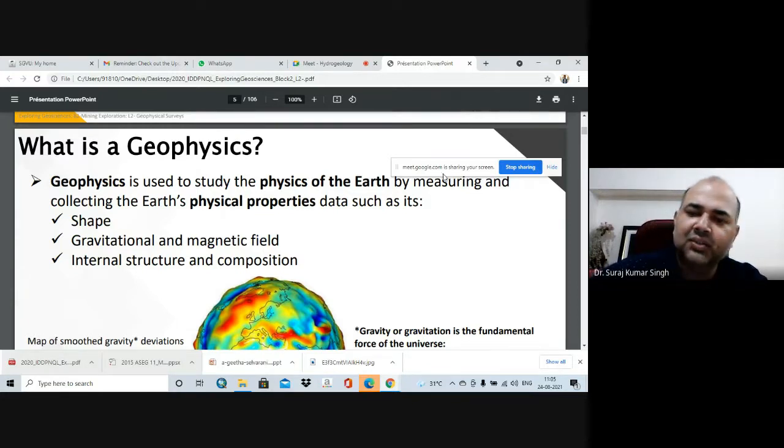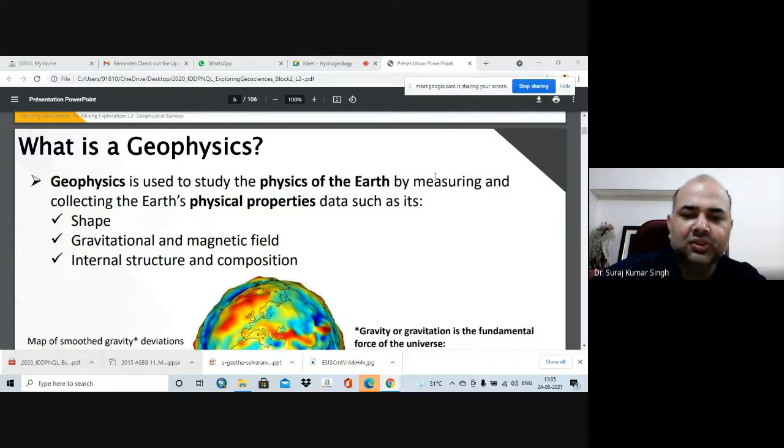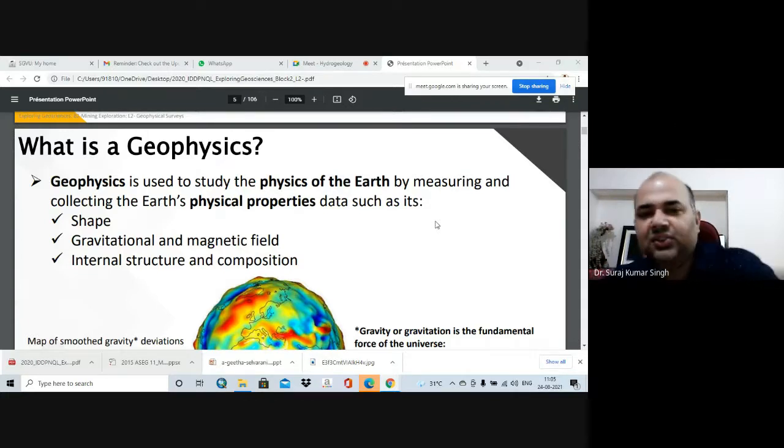Prior to that, there are some basic terms associated with geophysical methods and geophysics that have to be understood before going for any kind of research. So we'll start with the basics of geophysics. What is geophysics? Geophysics is used to study the physics of the earth by measuring the earth's physical properties.